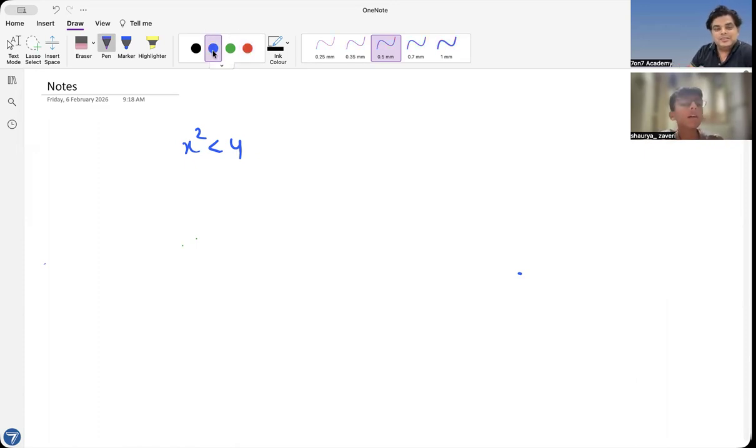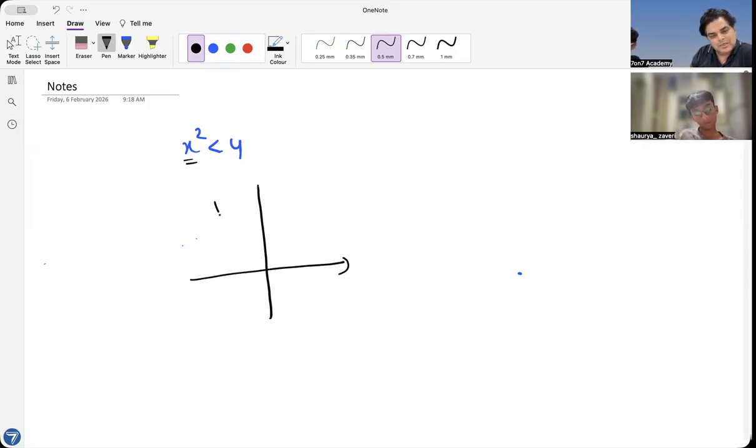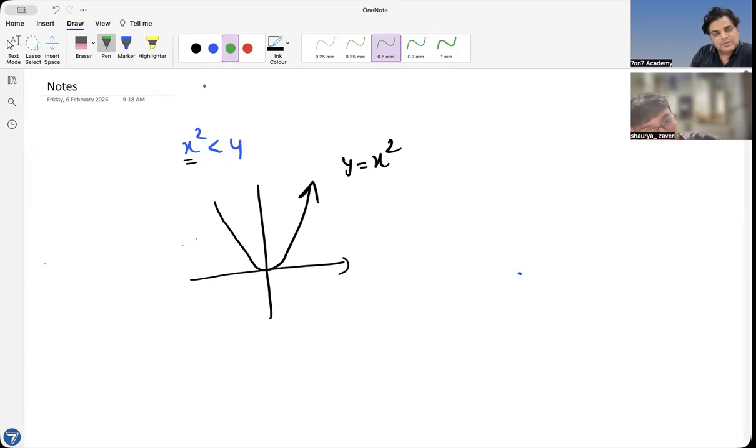So why mathematically -2 to +2? Because -1 whole square is less than 4. Technically, if you draw y is equal to x square, you have seen the graph is like this. Take a minute and draw y is equal to x square. Now you have to see y is equal to 4.